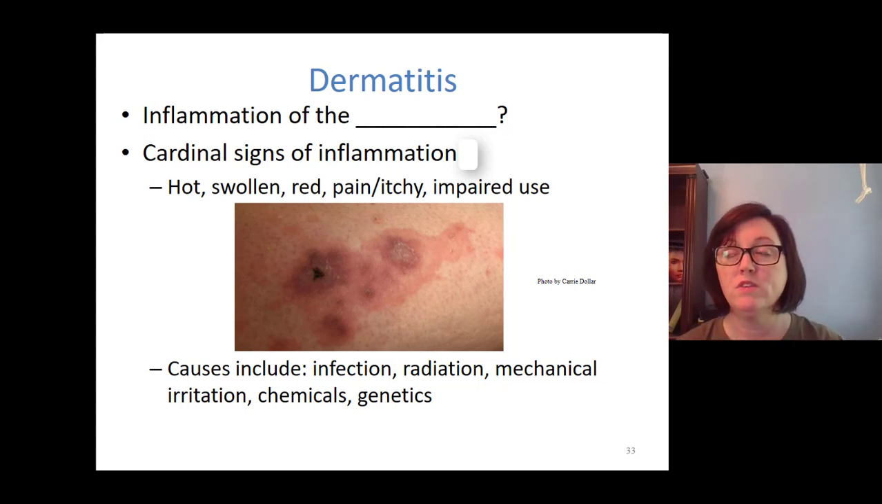So what causes inflammation is usually damage of some kind, right? Maybe you scrape your knee, right? Or maybe you have arthritis in a joint.